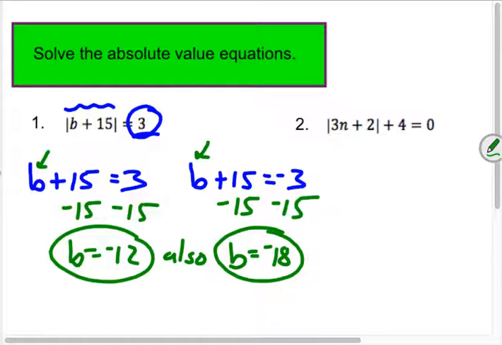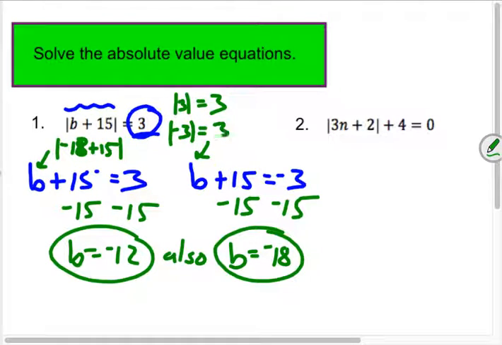If you plugged them in up here, like negative 12. Let's just try that real quick. Negative 12 plus 15 is 3. The absolute value of 3 is 3. If I plug in negative 18 plus 15, that's equal to negative 3, but the absolute value of it is equal to positive 3. So that's kind of how you check your work a little bit.